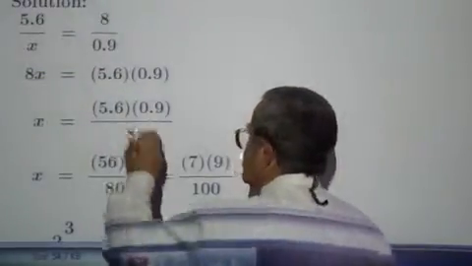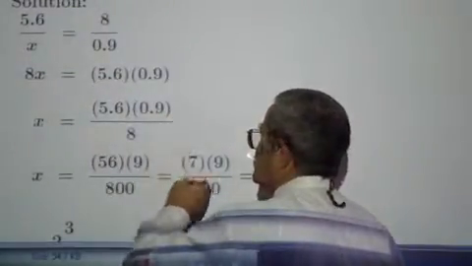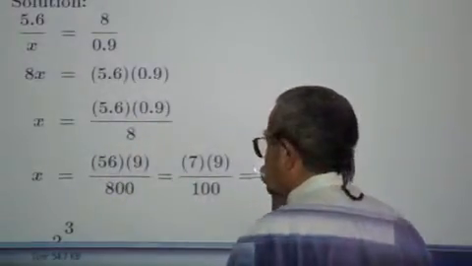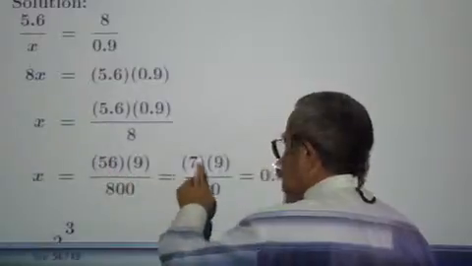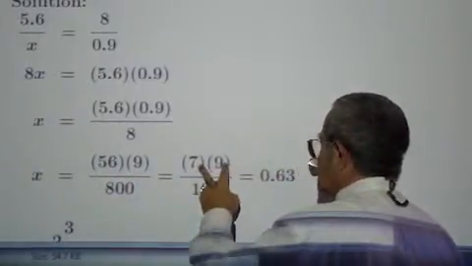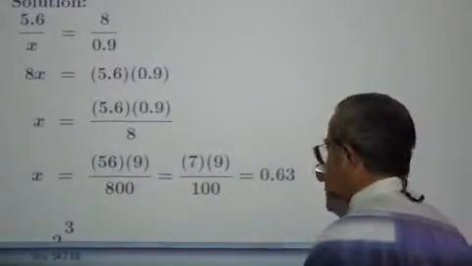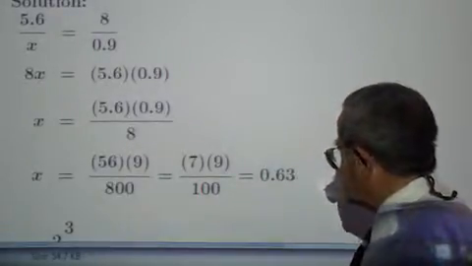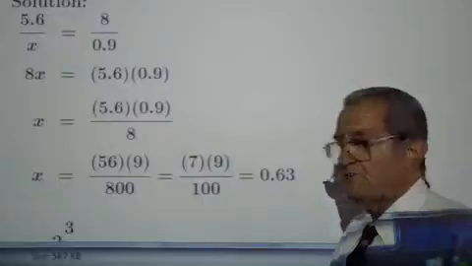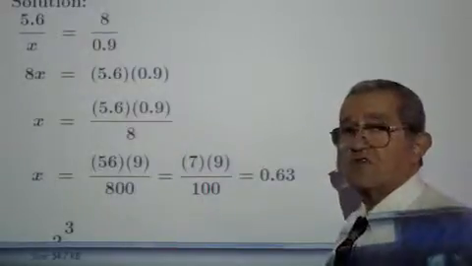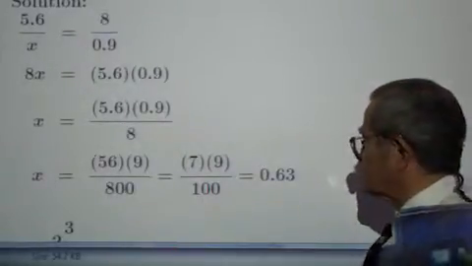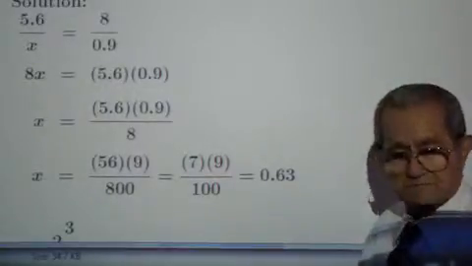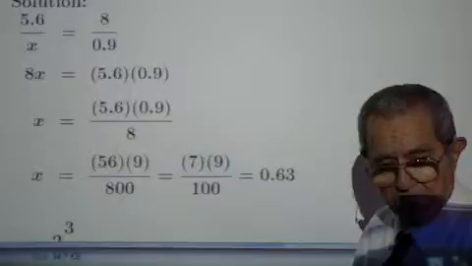I also didn't like the 2 decimals, so I multiplied by 100 over 100. Move one place here, 2 places here. And then 8 goes into 56 7 times. Then you have 63 over 100, so 0.63. x is 63 hundredths. Okay? 63 hundredths. You want to look at that for a little while? Not too long.